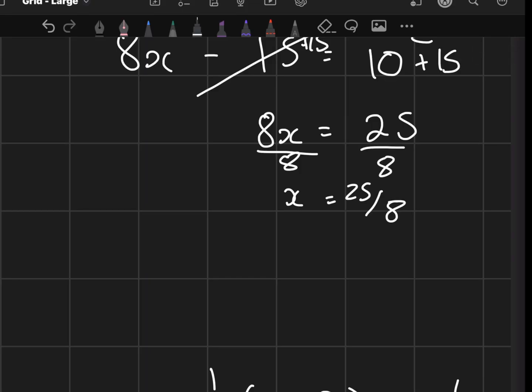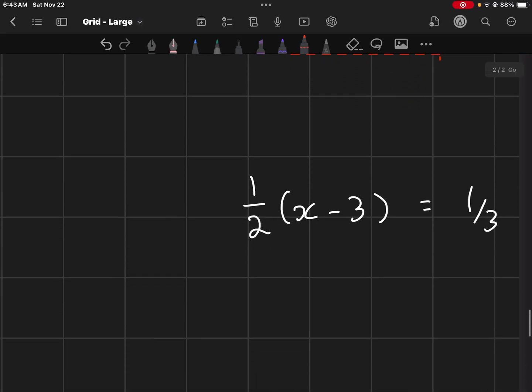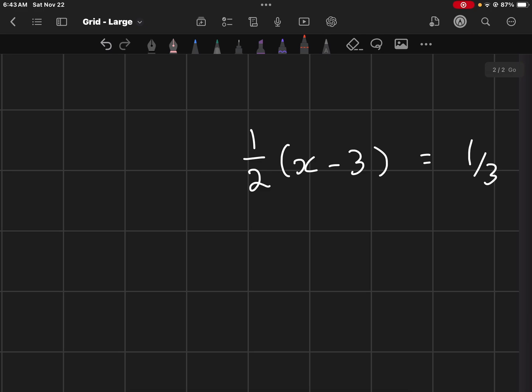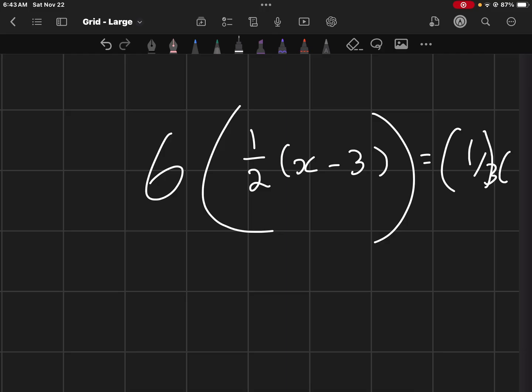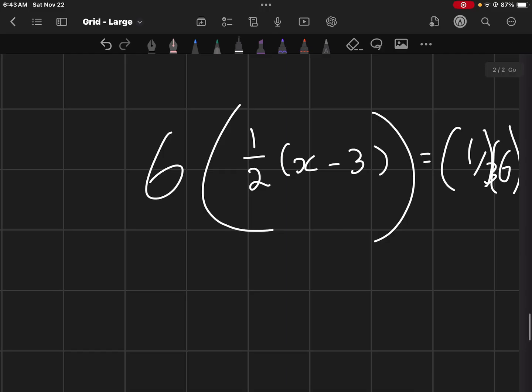Here's another example. This one requires distributive property as well. Here we should identify the lowest common denominator, which is 6. 6 times 1 over 2 will get us 3, and x minus 3. 6 times 1 over 3 will get us 2.